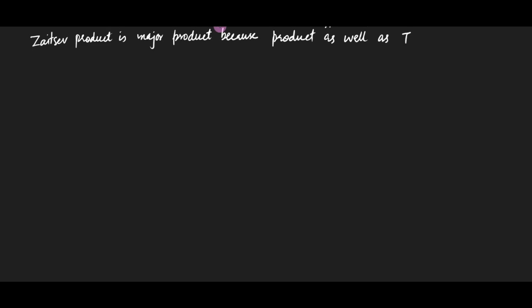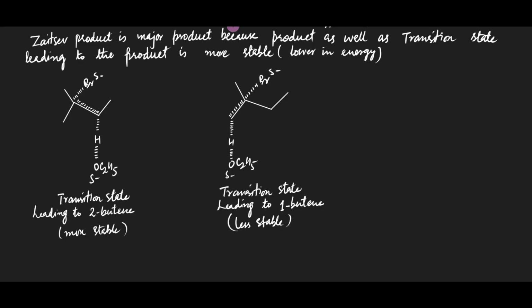Before going into the details of these conditions, let me tell you that the Zaitsev product is the major product in the above reaction, because the product as well as the transition state leading to the product is more stable, or we can say lower in energy. For example, consider this transition state leading to 2-butene and 1-butene. Because the transition state has an alkene-like structure, the transition state leading to 2-butene is more stable than the transition state leading to 1-butene, for the same reasons that 2-butene is more stable than 1-butene. The more stable transition state allows 2-butene to be formed faster than 1-butene.